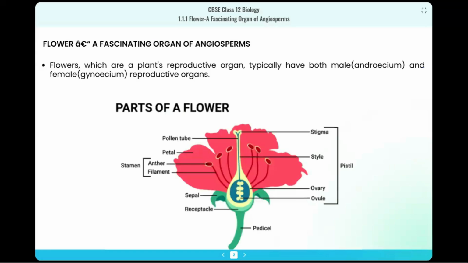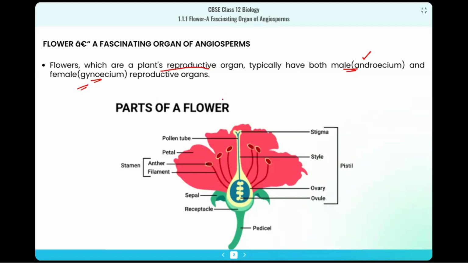As you have learned the chapter introduction in your 11th standard and continued in your 12th standard, you know much about the structural features of flowers. Coming to plant reproduction, the major feature which helps in reproduction is the flower. Flowers are a plant's reproductive organ, typically having both male and female reproductive organs. The male reproductive organ is the androecium and the female reproductive organ is the gynoecium.